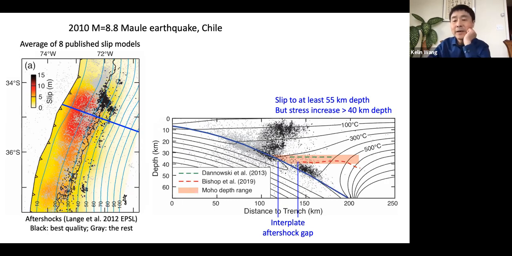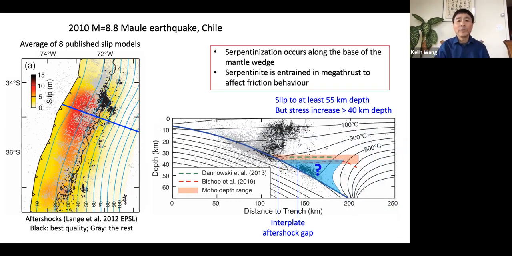Why is that the case? This is the reason. We think serpentinization occurs along the base of the mantle wedge. It's unlike warm subduction zones, where there is a lot of serpentinization; here there's limited serpentinization, but it still occurs, mostly along the base of the mantle wedge. And the second is we think serpentinite is entrained into the megathrust to affect its frictional behavior. So these are the 2 reasons.